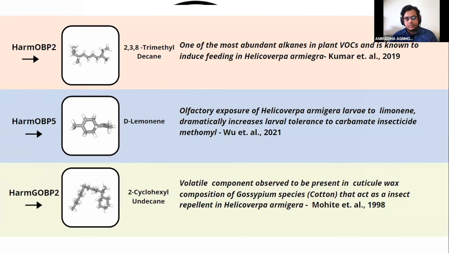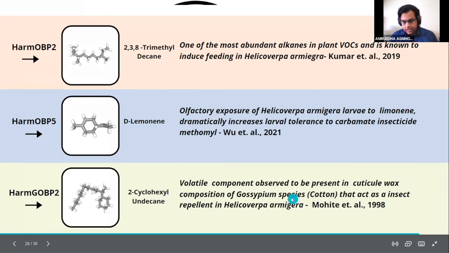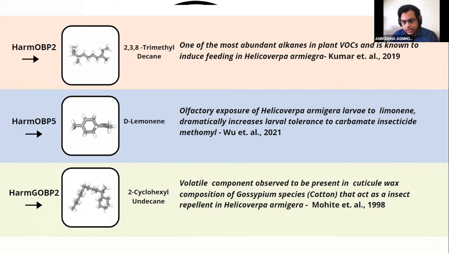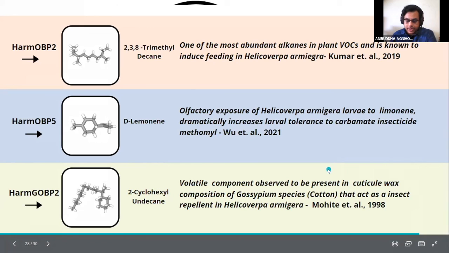For example, OBP5 was really surprising. There was a recent paper published early this year which talks about olfactory exposure of Helicoverpa armigera. Just a second. Olfactory exposure of Helicoverpa armigera larvae to limonene dramatically increases larval tolerance to carbamate insecticide. So all these ligands were also supported by the literature or previously done research. We aim to do some verification studies using other binding assays, for example fluorescence-based binding assays, in the future, which is still going on in our lab.